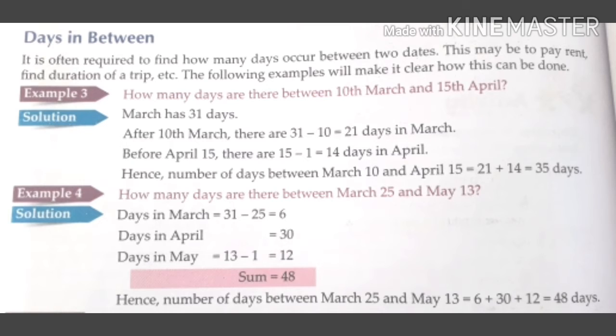Then how many days are there between March 25 and May 13? March has a total of 31 days. Since they ask for days in between, we should not take the given date and the last date. So 31 minus 25 is 6 days, April has 30 days, and in May, 13 minus 1 is 12 days. So in total there are 48 days in between.